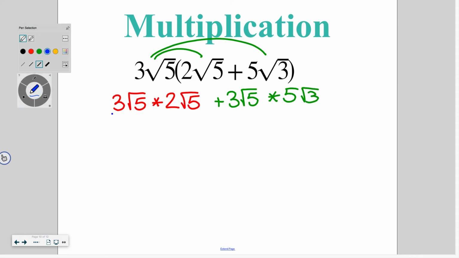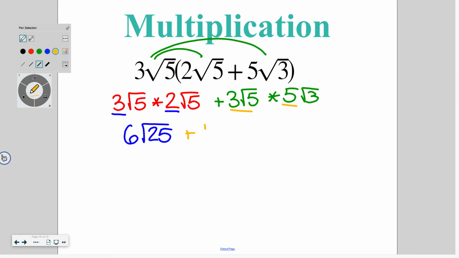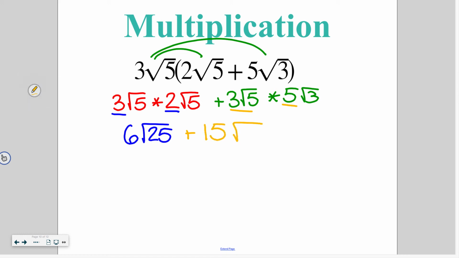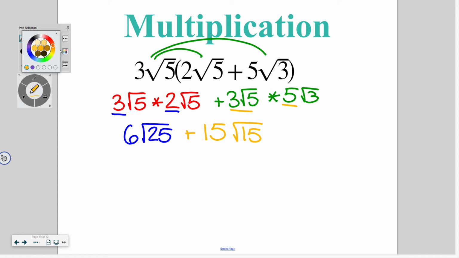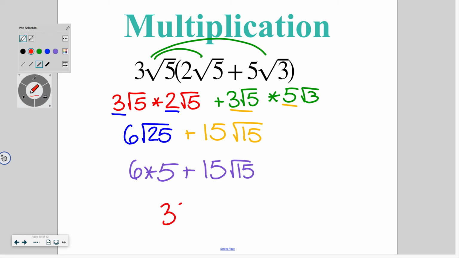So we're going to take those outside pieces, 2 times 3, which gives me 6. Square root of 5 times 5 is 25. Then I'm going to go ahead and do the second part. Outside pieces, 3 times 5 gives me 15. Square root of 3 times 5, which is 15. I can solve the square root of 25 and get an answer of 5. So I've got 6 times 5 plus 15 can't be broken down, so I've got 15 square roots of 15, giving me my final answer of 30 plus 15 square roots of 15.